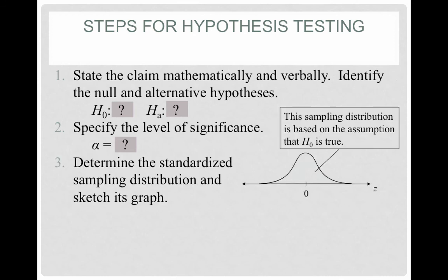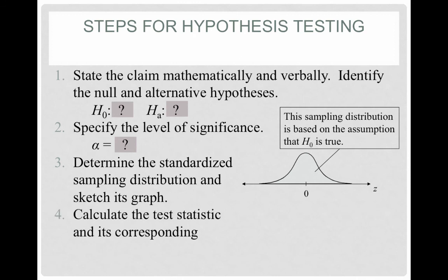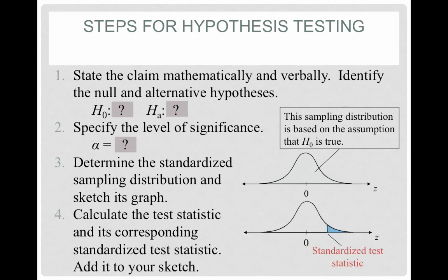Determine the standardized sampling distribution and sketch the graph. The sampling distribution is based on the assumption that the null hypothesis is true. Calculate the test statistic and its corresponding standardized test statistic. Add it to your sketch. In other words, you're going to be shading or sketching to get your rejection region.